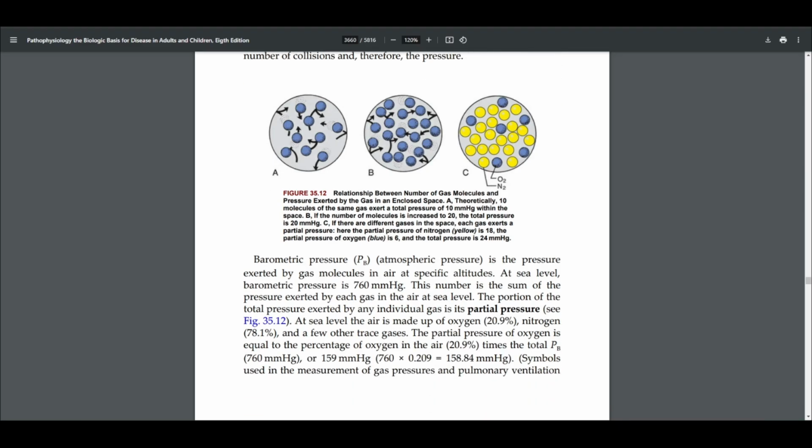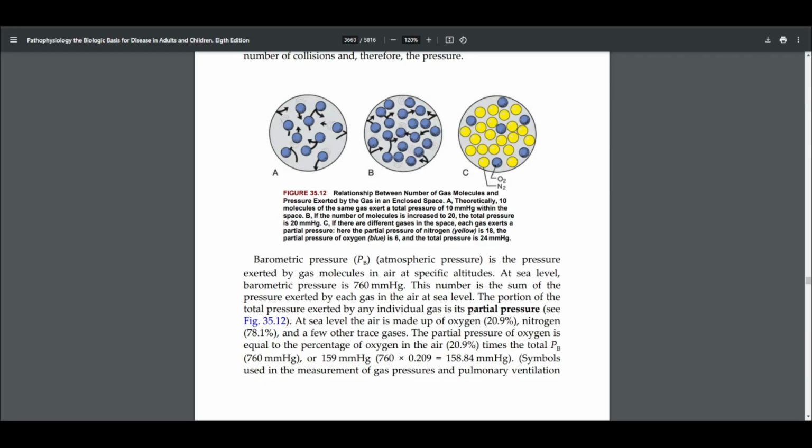So here you have a relationship between the gas molecules and the pressure exerted by the gas in the enclosed space. In figure A, theoretically, 10 molecules of the same gas exert a total pressure of 10 millimeters of mercury within the space. In figure B, the number of molecules is increased to 20, so the total pressure would be 20 millimeters of mercury.